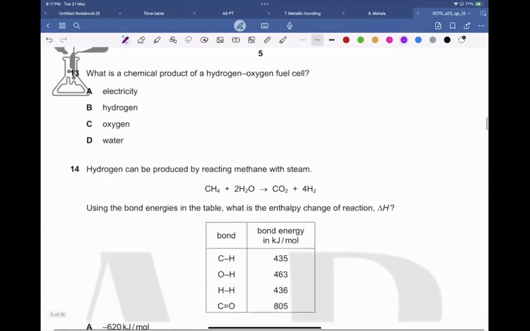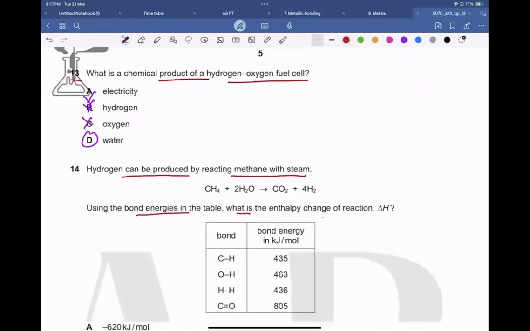Okay. Now question number 13. What is the chemical product of a hydrogen oxygen fuel cell? So I think everyone knows water only. And A, B, and C go wrong. Now question number 14. Hydrogen can be produced by reacting methane with steam. Use the bond energies in the table. What is the enthalpy change of the reaction?